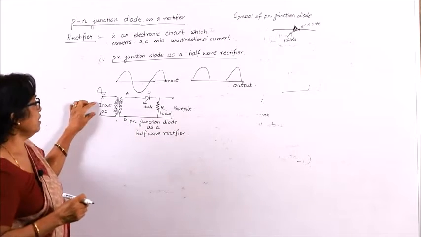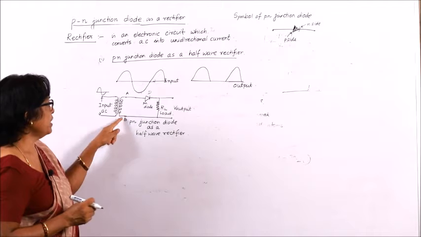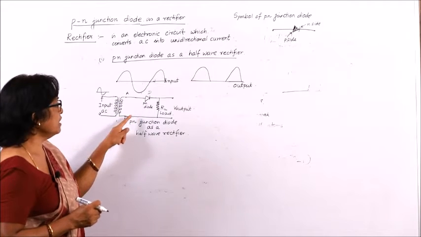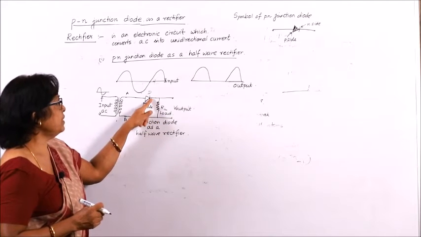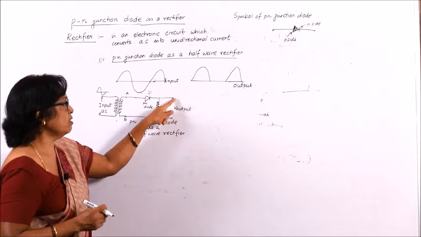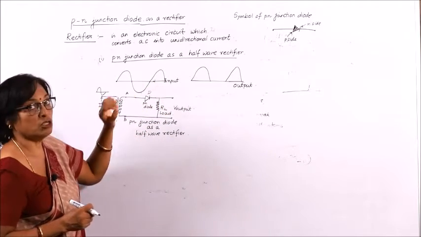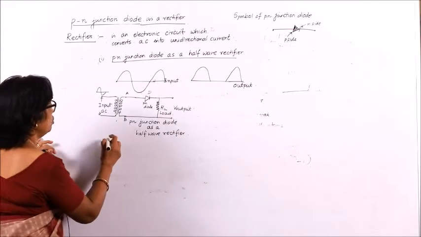So, the input AC is connected to the primary of the transformer. Of the two ends of the secondary, one is connected to the P side of the diode, and the other end is connected to the output. The N of the PN junction diode is connected to the other end of the output voltage, and across these two points the load is connected. This is a simple circuit. Now, how does it work?